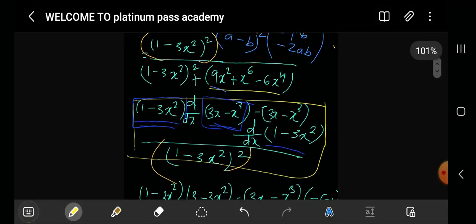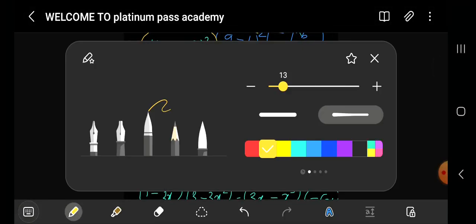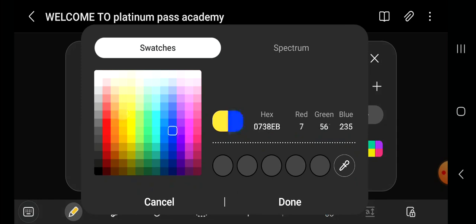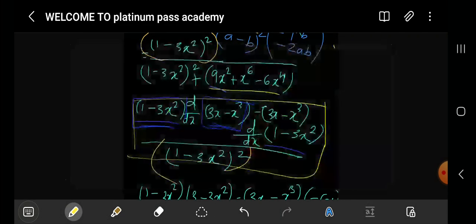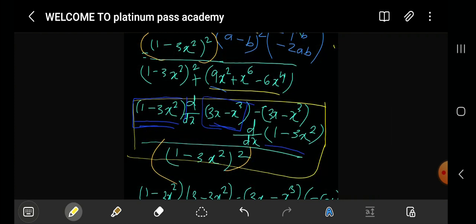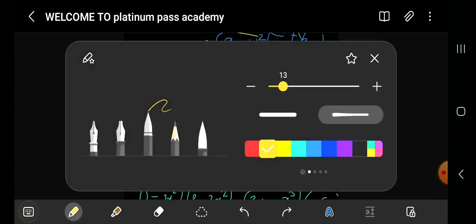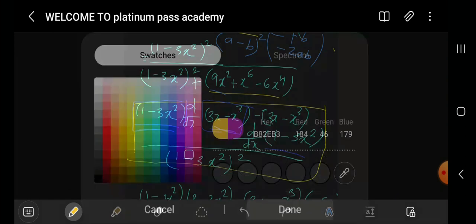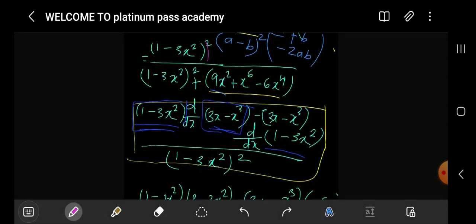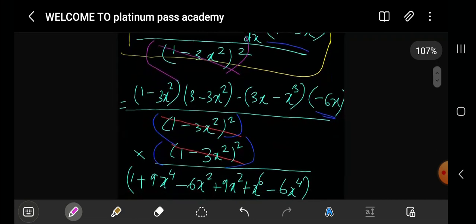Let me change the color. I don't think you understand that. This term. Done. So this one and this one get cancelled out, right? So here I have done that.